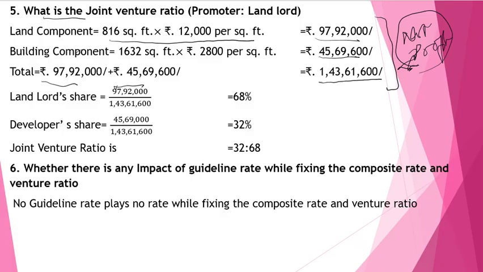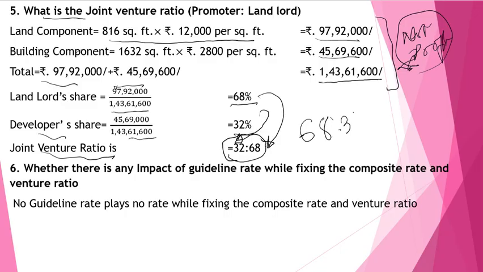So what will be the landlord's share? 97 lakh 92,000 divided by 1 crore 43 lakh 61,600 is 68%, the landlord's share, and developer's share is 45 lakh 69,600 divided by 1 crore 43 lakh 61,600, which is 32%. But you have to write the joint venture ratio. Developer's share will be written first and then the landlord's share. It will be written as 32 is to 68, not as 68 is to 32.